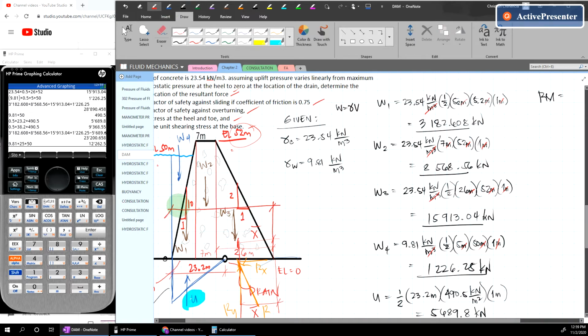Yan. So, dulo-dulo. So, that is 38.2 meters. Okay, meron tayong 26. Meron tayong 27. So, that is 33. Then, meron tayo dito sa gilid na 5.2. Okay, so this is 5.2.